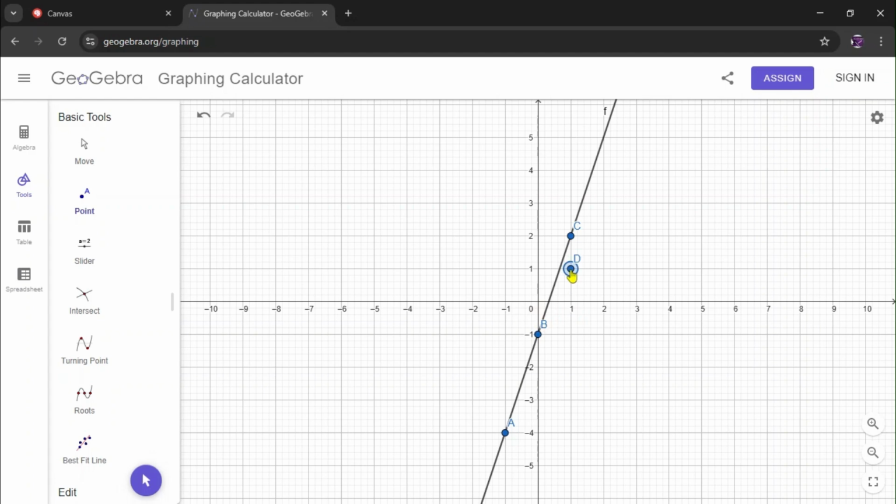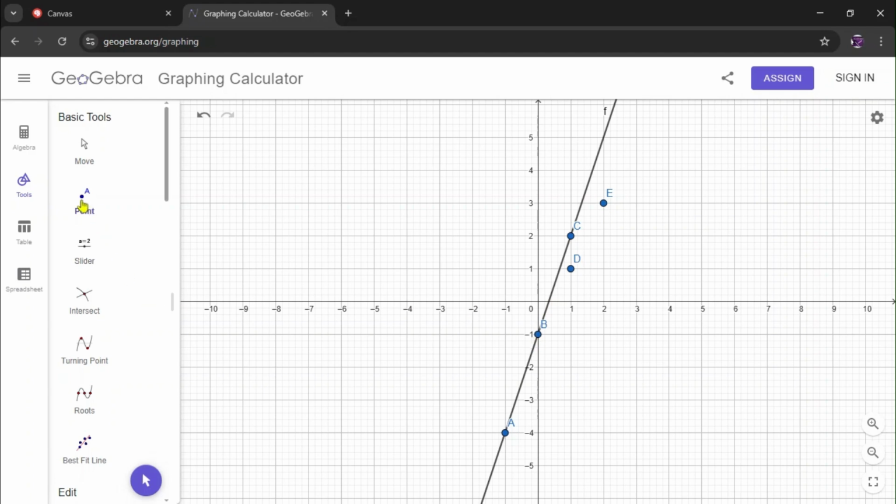Then 1, 1. It's supposed to be somewhere there. Then 2, 3, which is somewhere here. You have it like that. Again, I come and join. I hope you remember it's passing through this region.